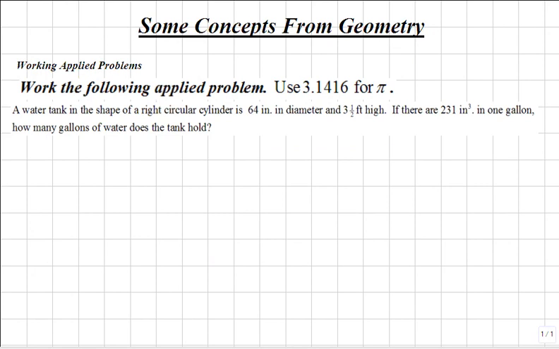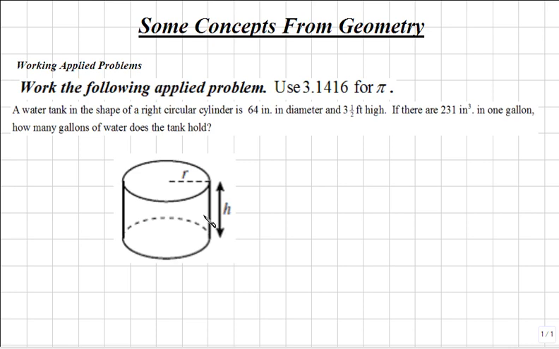So to find how many gallons this tank will hold, let's first draw a right circular cylinder and label it with the information given. Then we'll compute its volume and convert the number of volume by using 231 cubic inches in 1 gallon to find how many gallons the tank will hold.